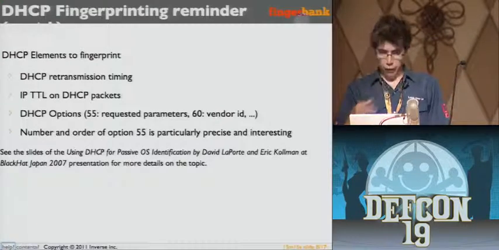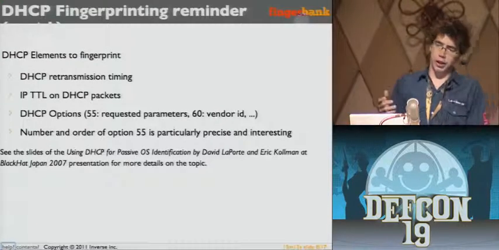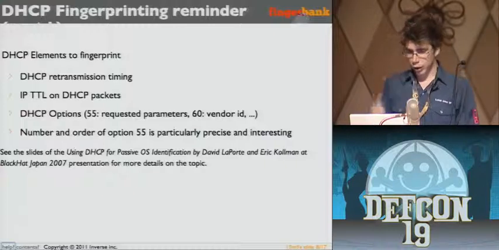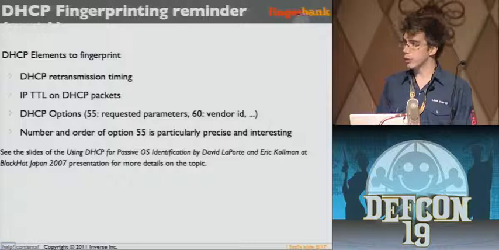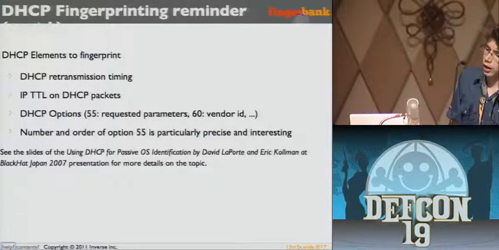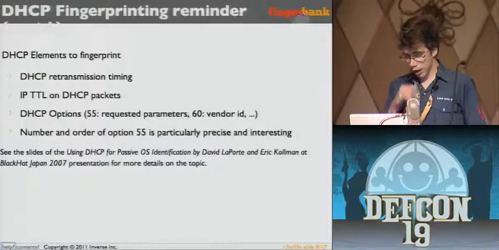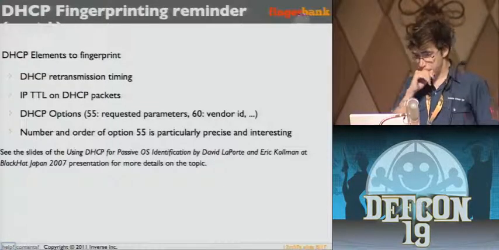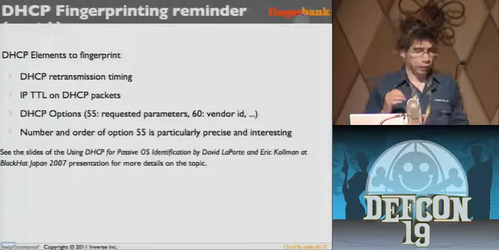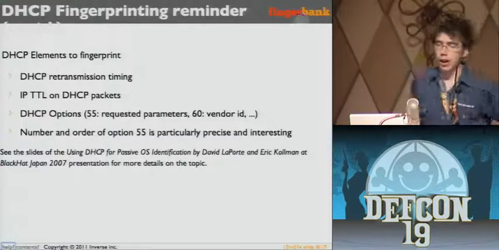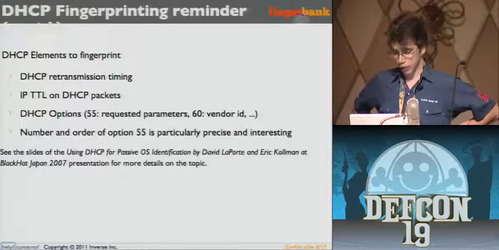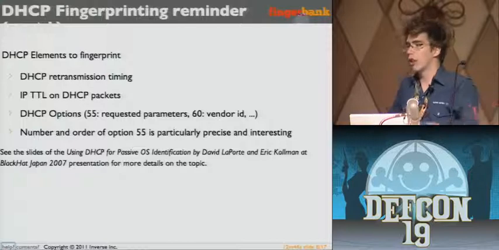So the fingerprinting, again, a reminder: what is possible to fingerprint on DHCP? You could focus on the retransmission timing and all the timing stuff, on the TTL, so the IP TTL on the packets. But what we've been using for PacketFence actually is option 55, which is the parameter request list.